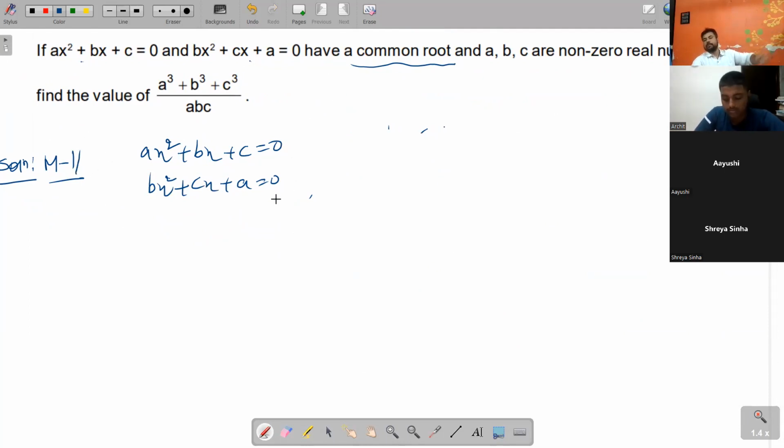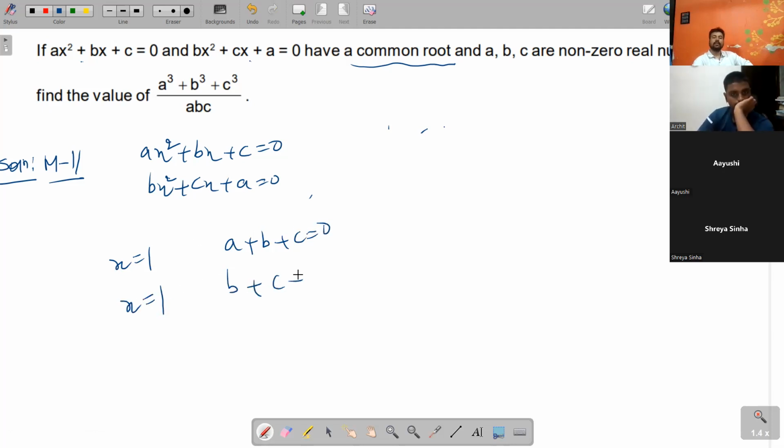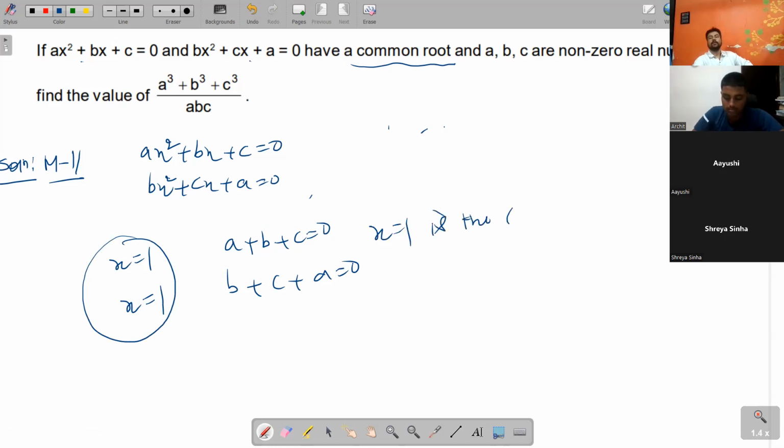If you carefully observe, you'll find that if you put x equal to 1 in the first equation, you get a plus b plus c equal to 0. And if you put x equal to 1 in the second equation, you again get the same thing. It means that x equal to 1 is the common root, and you have a plus b plus c equal to 0.